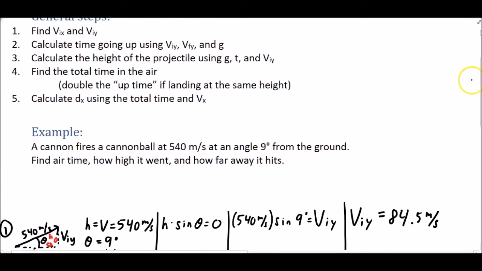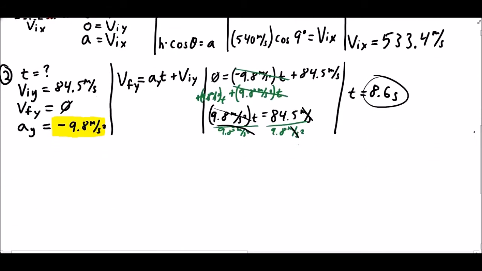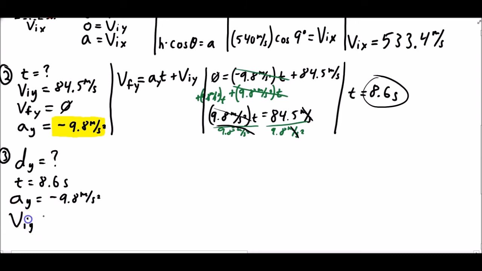So we've done 1 and 2. Let's go to 3. Check, check. And number 3: calculate the height of the projectile using G, T, and VIY. Okay, so this is part 3. We want the height, and the height is dy. It's our question mark. So we just figured out time is 8.6 seconds. We know, of course, that AY is negative 9.8 meters per second squared. And our initial velocity in the y direction is 84.5 meters per second.